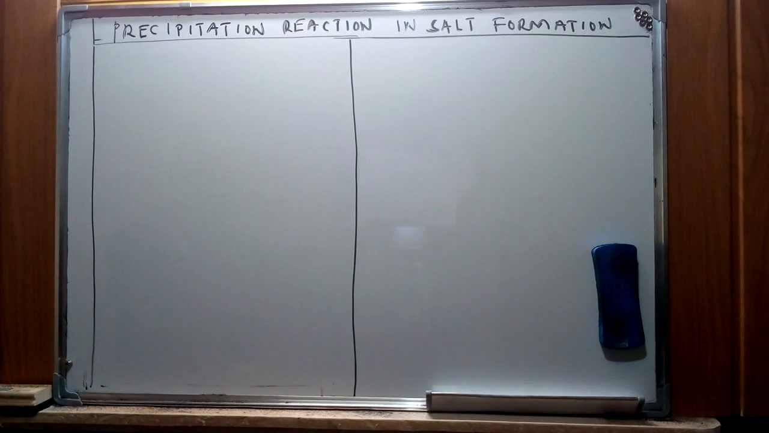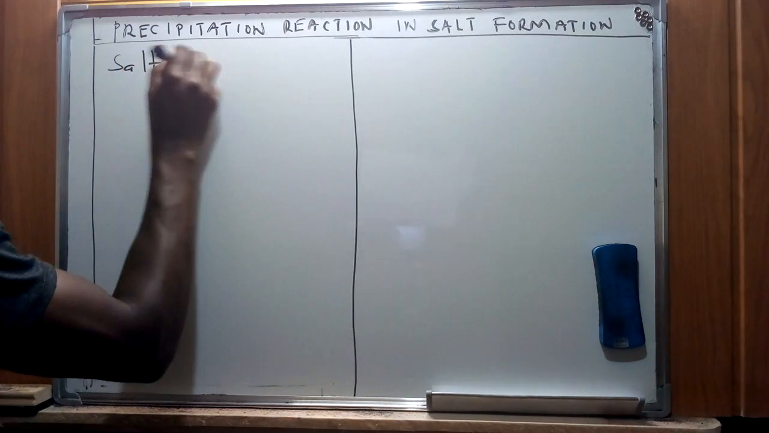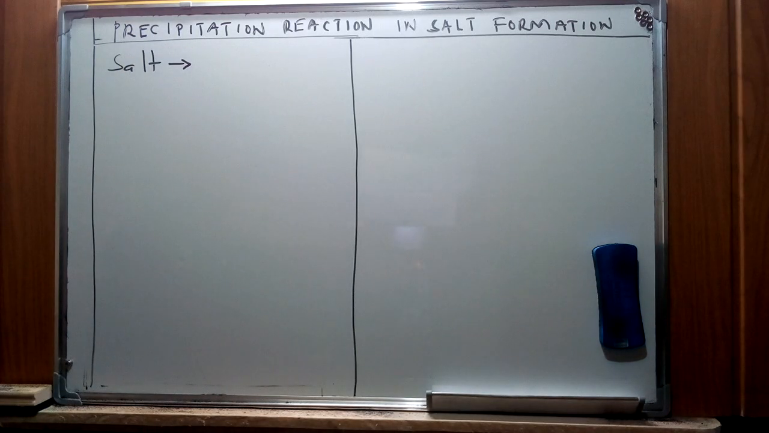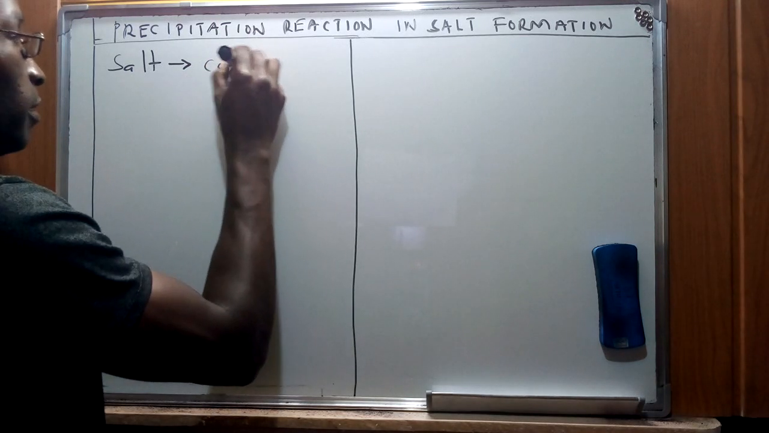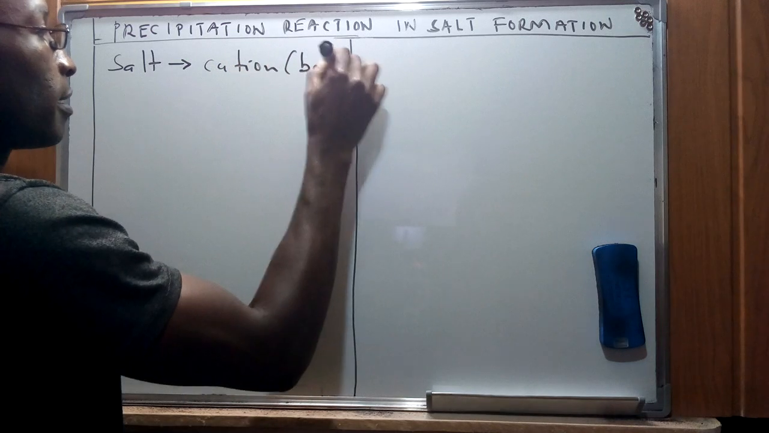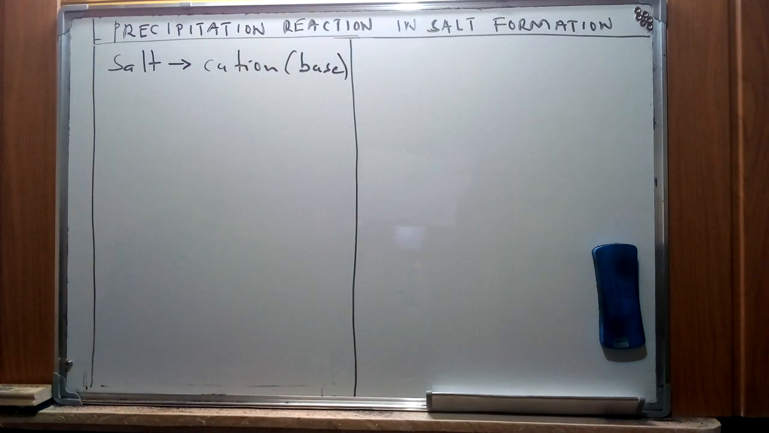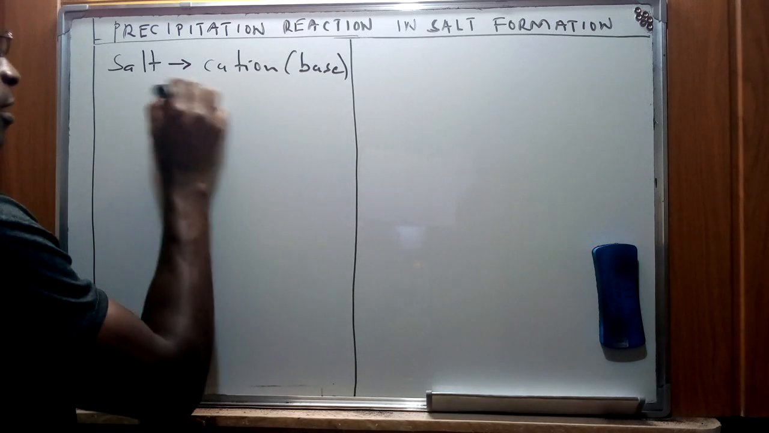So in trying to figure out how we can define these precipitation reactions in salt formation, we're going to look at the concept that we have already discussed, acids, bases, and salts, and try to define what a salt is as an approach in trying to figure out how this process of precipitation takes place. Now we said that salt is an ionic compound that is formed when a cation that is derived from the base combines with an ion that is derived from the acid.